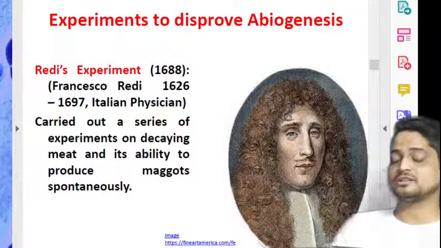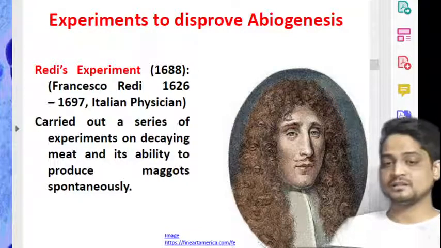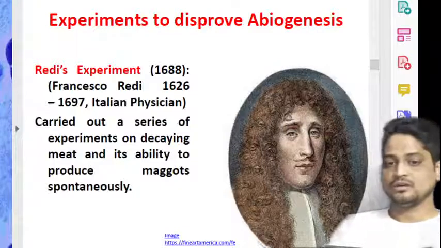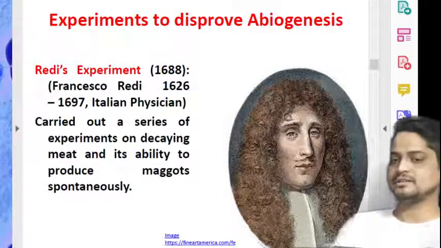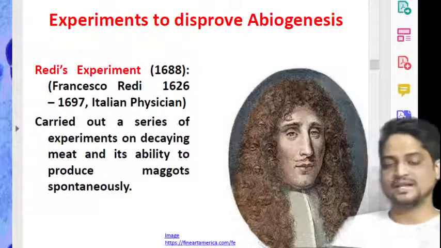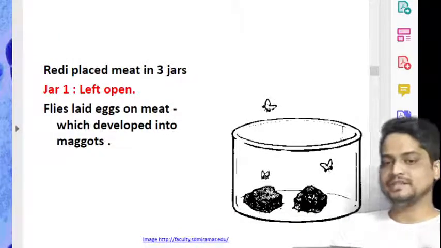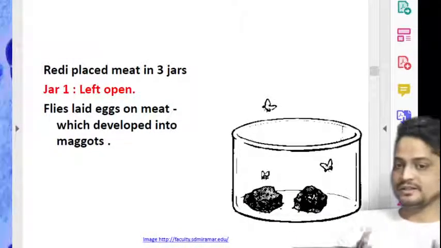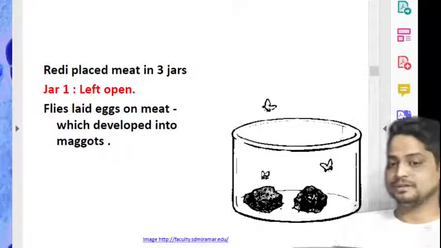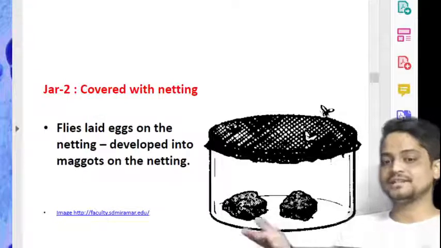The first experiment was conducted by Redi. In 1688, Francesco Redi, an Italian physician, carried out a series of experiments on decaying meat and its ability to produce maggots spontaneously. Redi placed the meat in 3 jars. The first jar was left open, so flies could lay eggs on the meat, which developed into maggots. The second jar was covered with netting.